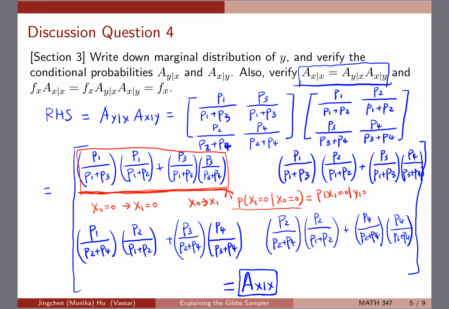Okay, so let me just write it so it's probably easier. So this is the case that, right? This is one way that I can get X1 equals 0 given X0 equals 0, because I go through Y1 equals 0. And another one, as you might be guessing, is Y1 equals 1.